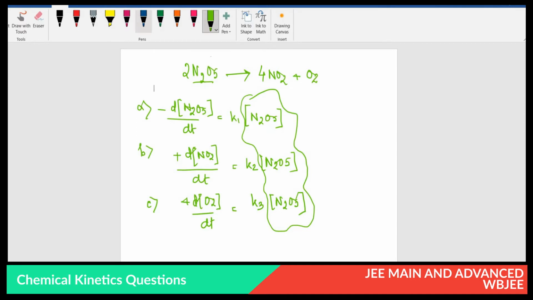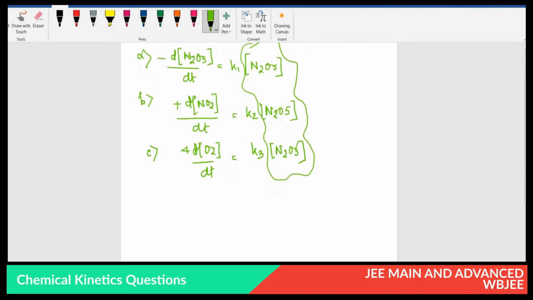The thing is, students, that N2O5 is a reactant, right? So with time, the reactant will decrease. That is why a minus sign has been given. Whereas NO2 and O2 are products, so products should increase with time. That is why we have given a positive sign. Alright, so that is the base, the main message from the question.